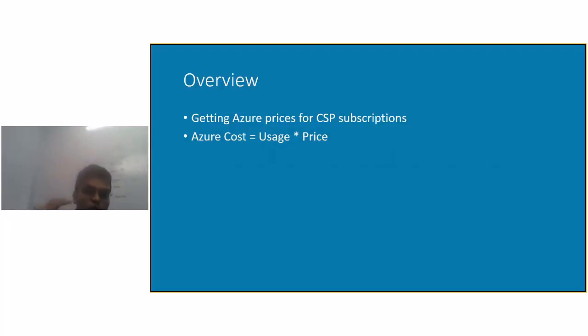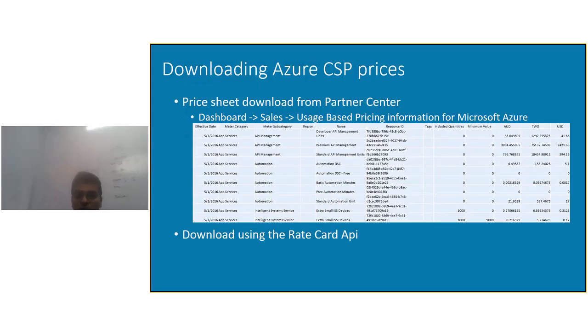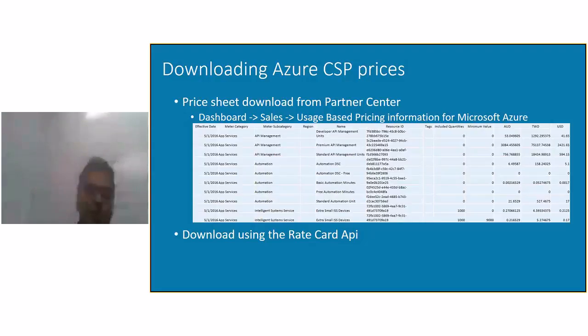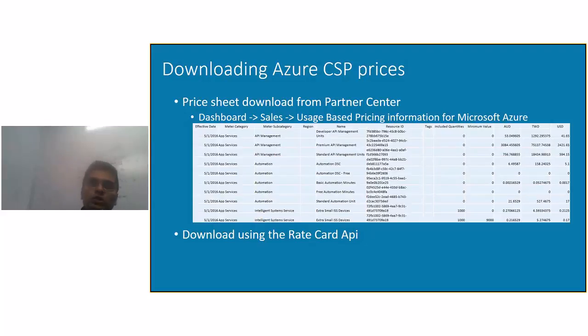And there are actually two options to get the prices. I'm just going to go through the two options that you have. One is you can go to the partner center, go to the dashboard, sales, usage, and get the pricing sheet or the worksheet, which you can download. It's an Excel spreadsheet with all the prices for all the meters that you can sell to your customer. So this is one way. And this gives you price by month. So if a price changes from May to June, you'll know the May prices and June prices and can compare them.